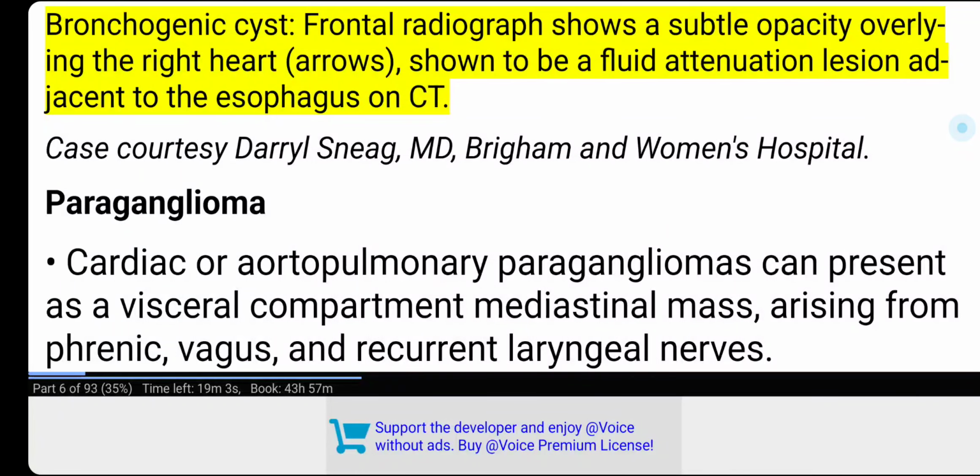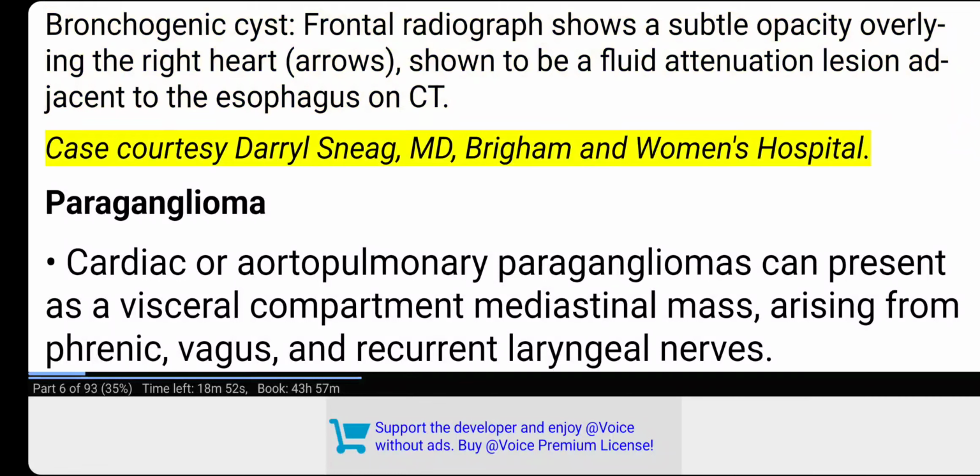Bronchogenic cyst. Frontal radiograph shows a subtle opacity overlying the right heart, arrows, shown to be a fluid attenuation lesion adjacent to the esophagus on CT. Case courtesy Daryl Sneag, MD, Brigham and Women's Hospital.